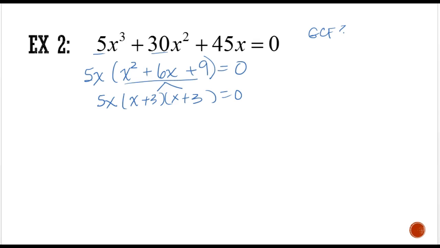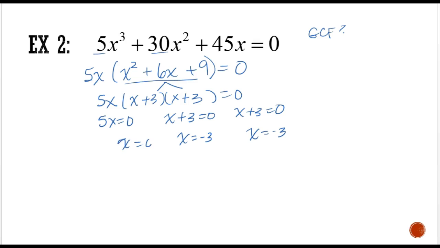And then we're going to set each part equal to 0. 5x equals 0, x plus 3 equals 0, x plus 3 equals 0. Well, this is x is negative 3. This is x is negative 3. It's just really a double root. And this is where x is 0. So remember, it's a third power to my polynomial, so I need 3 solutions, and I do. I have 0, and I have negative 3, and negative 3 happens to be a double root.